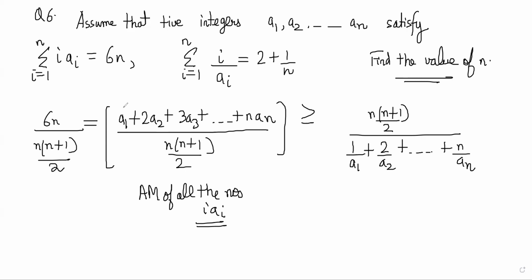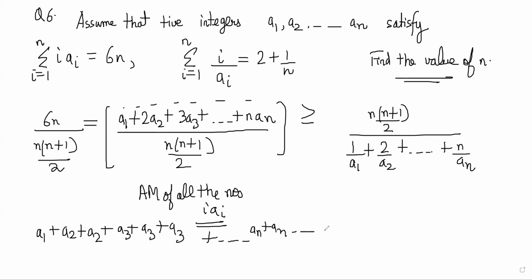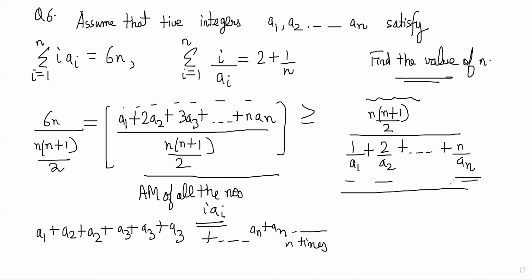Why? Because how many numbers are there? There are n into n plus 1 by 2 numbers, because we can write each of them like this: a1, plus a2 plus a2, plus a3 plus a3 plus a3, and similarly an, n times, right? So when you do the HM for them, the number of numbers is this, but for each of the terms you have to take reciprocals and add. So you do 1 by a1 plus 1 by a2 plus 1 by a2, so it becomes 2 by a2, and similarly it will become n by an, right? So this is basically the AM-HM inequality here.